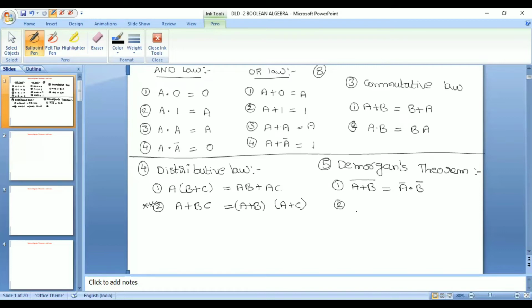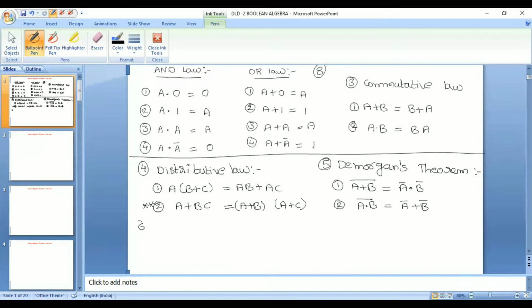And the second one is A into B whole bar, which is equal to A bar plus B bar. So here we have taken two variables, but not only two, it holds for n number of variables. If you consider A plus B plus C plus D plus E like that, the answer is A bar dot B bar dot C bar dot D bar dot E bar like that. So it is applicable to n number of variables.